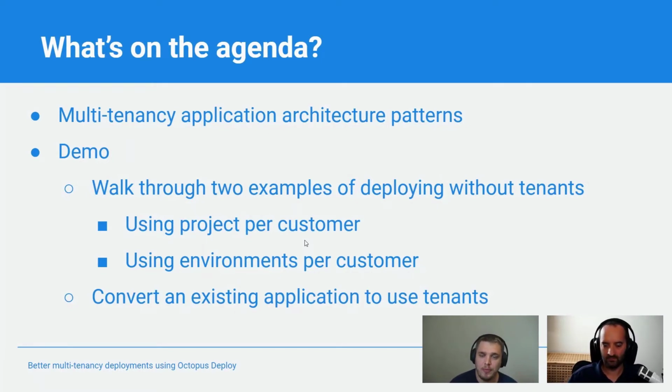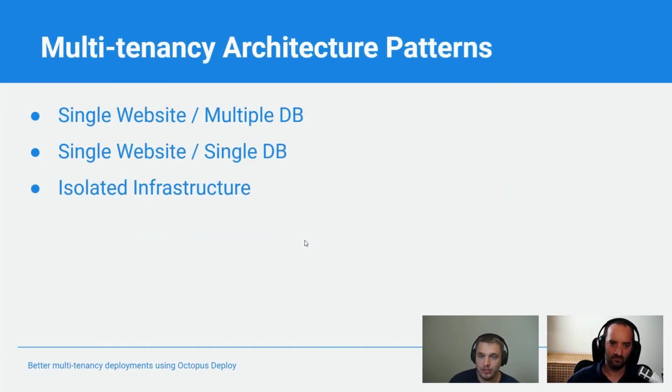So, what's on the agenda today? Mark's going to cover off different multi-tenancy application architecture patterns. Oh, wow, that's a mouthful. That we see at Octopus Deploy regularly, and what we've seen in previous roles before Octopus. Then we're going to jump straight into a demo. We see a couple of ways that people use Octopus to deploy multi-tenancy applications. We're going to cover those off. So that's a per project, per customer way of deploying, and also using environments per customer. Then what we're going to do is take one of those projects and convert that application to actually use tenants. So, Mark, I'll hand over to you to discuss the architecture patterns that we see at Octopus.